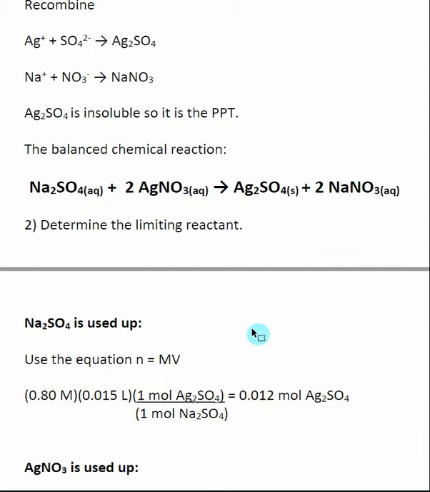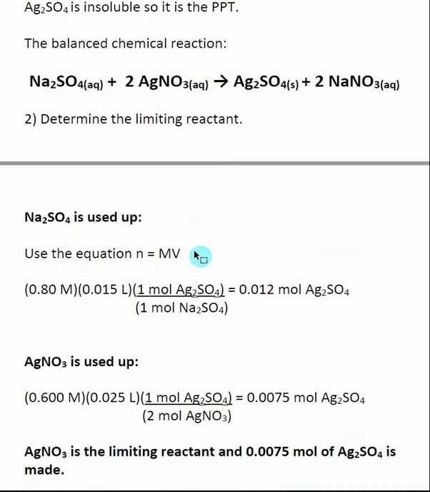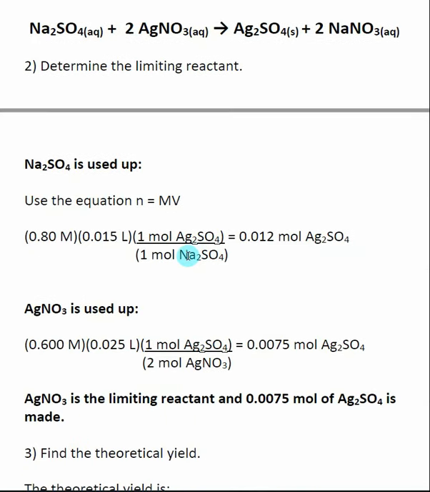The next step is to determine which one of our two reactants is the limiting reactant. As always, there are a few different ways of calculating this. What I like to do is to look at how many moles of product each reactant would make if they were all used up, and then compare those numbers together. If all the sodium sulfate is used up, I want to determine how many moles of sodium sulfate I have. Remember, moles is equal to molarity times volume. So I have 0.8 molar sodium sulfate, and I have 15 milliliters of it, or 0.015 liters.